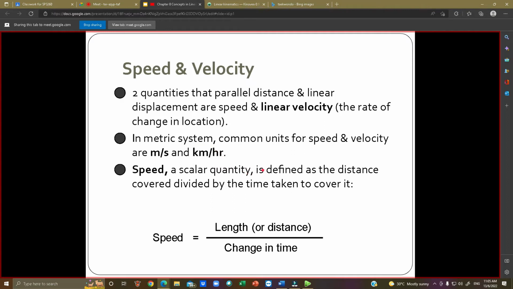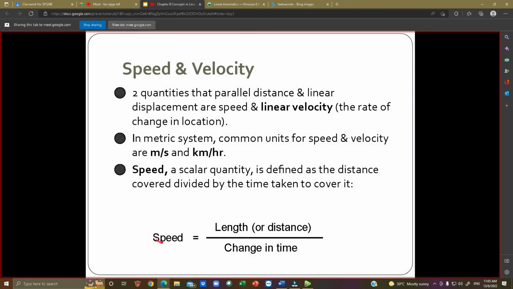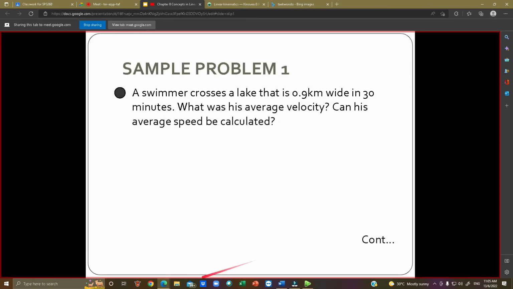So in order to find speed and velocity, these are the formulas. Okay, velocity equals displacement over time. Speed pun sama. Cuma speed, dia bukan displacement lah, dia distance. Itu je beza. Okay, if we go with speed, S equals distance over change of time. Velocity, V equals displacement over change of time. Ni change of. Okay. Kita tengok contoh.